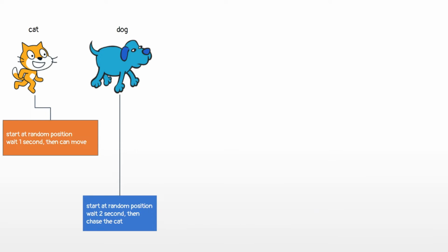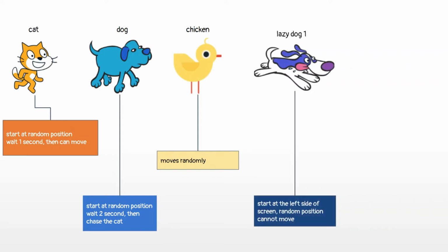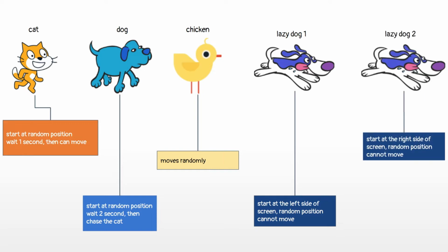This blue dog will chase the cat. But when the game starts, the blue dog will stay still for 2 seconds, so the cat can run first. The chicken will move in random direction. There will be 2 lazy dogs. The first lazy dog will appear on the left of the screen, while the second lazy dog will appear to the right of the screen.